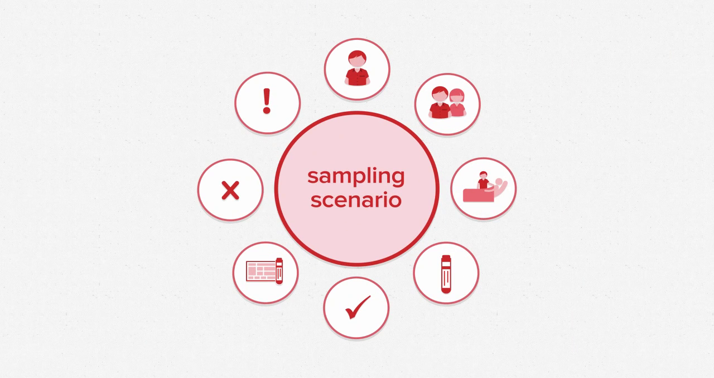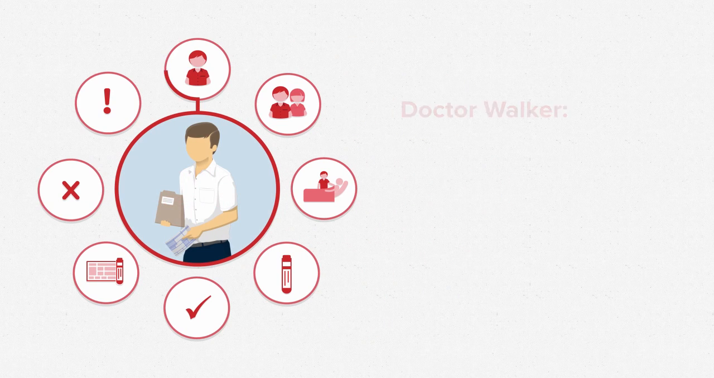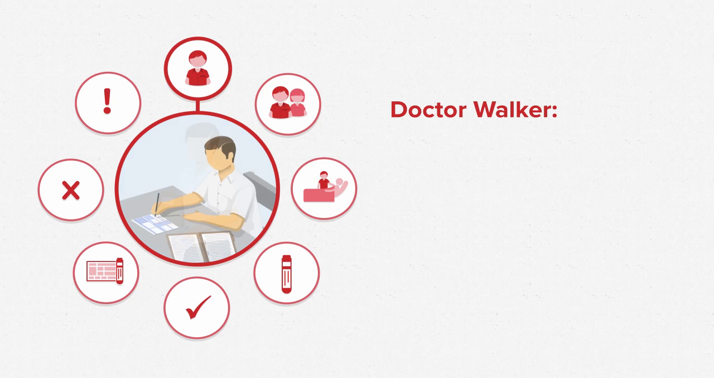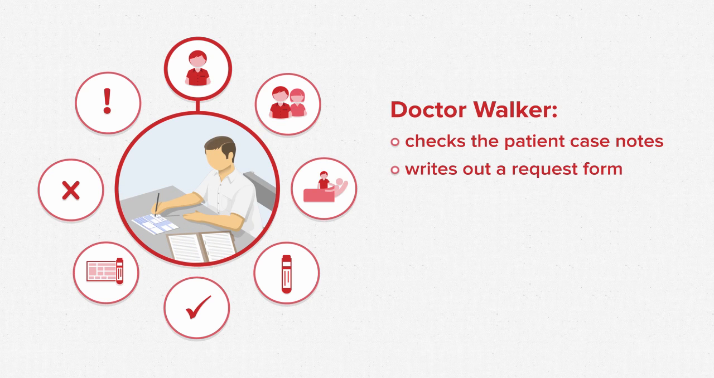The following scenario highlights the risks and consequences to a patient if you do not follow the sampling procedure correctly. Dr. Walker has been asked to take a preoperative group and screen sample for Anne Brown on Ward 2, who's been admitted for cardiac surgery. In the doctor's room, he checks the patient case notes, writes out a request form, and prepares the sample tube with the details he's taken from the patient's notes.